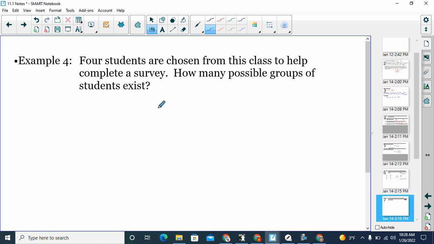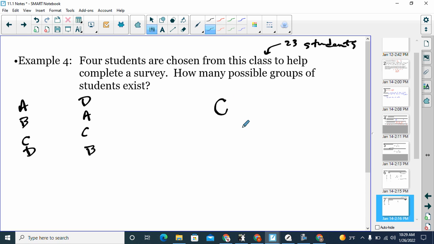Example 4 says that 4 students are chosen from this class. This class had 23 students in it. To help complete a survey, we are asked how many possible groups of students exist. So we are choosing 4 students. Students A, B, C, and D are completing the survey, or D, A, C, and B are completing the survey. That's the same result, the same group, even if I choose the students in a different order. So this is a combination.